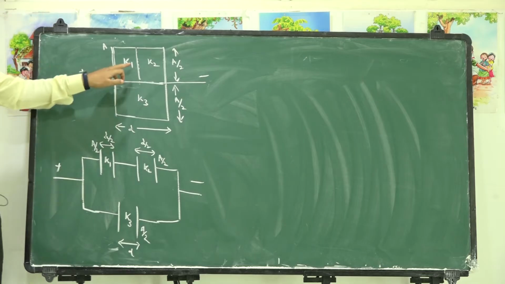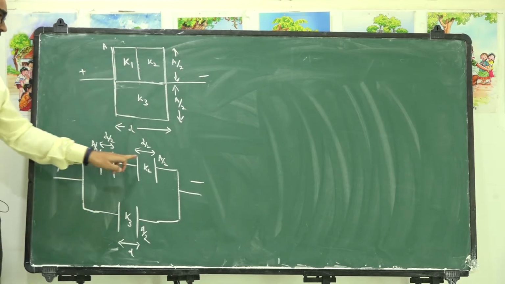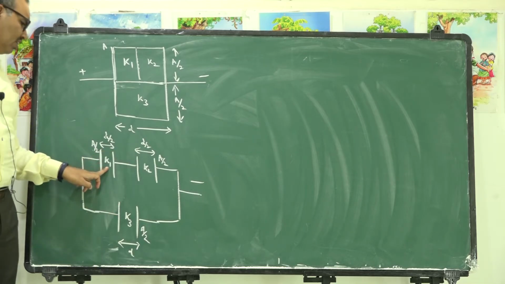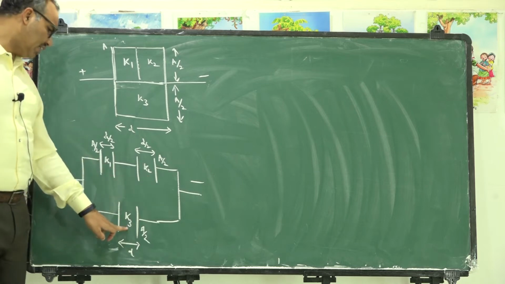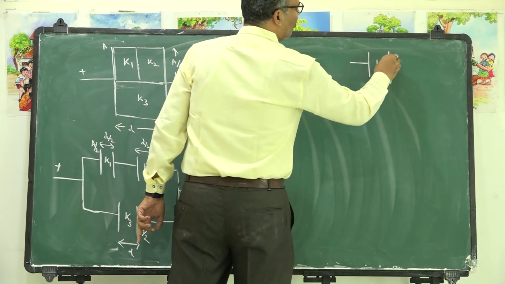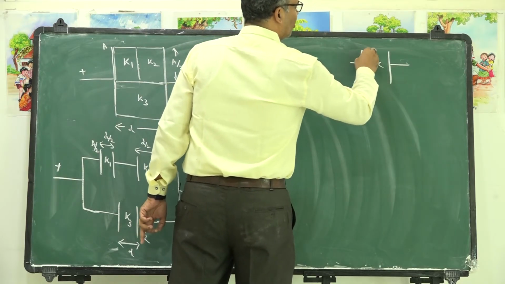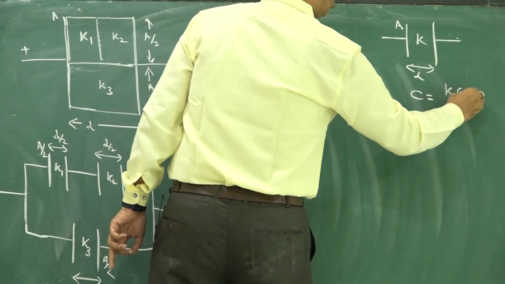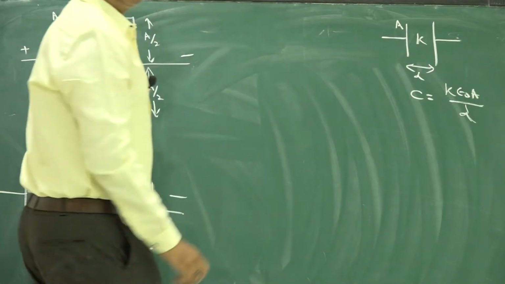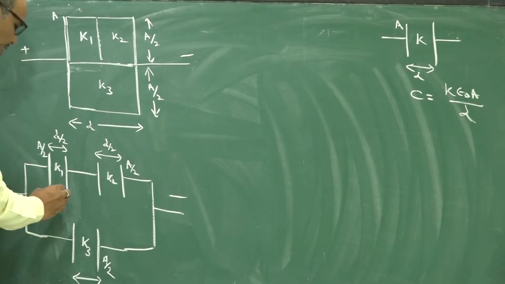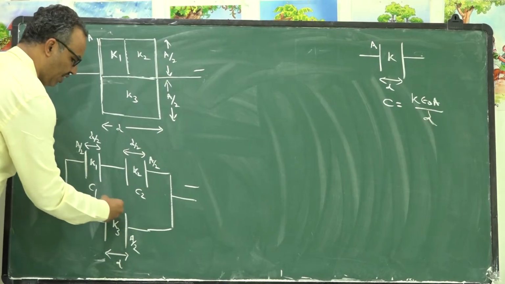We imagined the given system of dielectrics as 3 individual capacitors, completely filled with dielectric of dielectric constant K1, K2, and K3. We know the formula: when a capacitor is completely filled with the dielectric of dielectric constant K, with plate area A and separation D, its capacitance is given by K epsilon naught A by D. Just now we have seen this in the earlier example. Now, by using that formula, what is the capacitance of these?